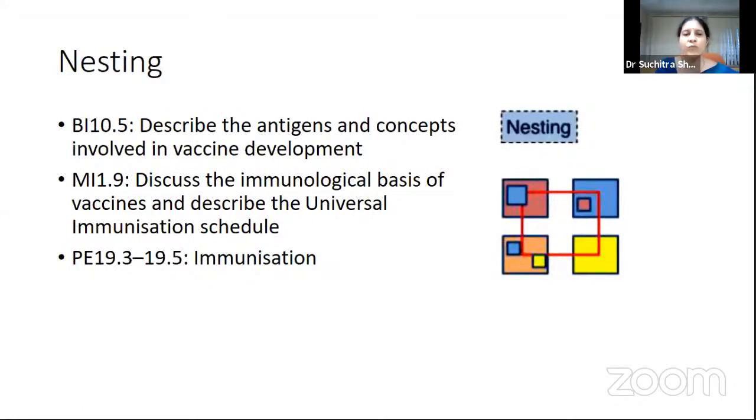Coming to nesting, I've taken the example of a particular topic which we are sharing with biochemistry. The first competency is to describe the antigens and concepts involved in vaccine development. A lot of immunology is taken by biochemistry today, but when we speak to them, they say they have just given a summary of everything. They have not gone into it much deeper.